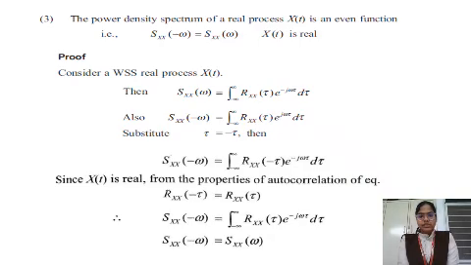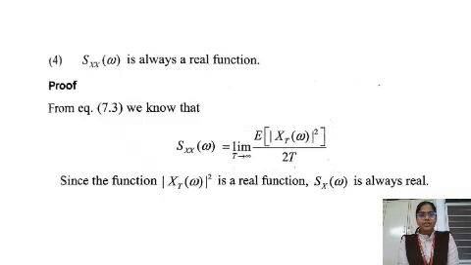Since x of t is real, from the properties of the autocorrelation equation, we can say that Sxx of minus omega is equal to Sxx of omega. The fourth property is that Sxx of omega is always a real function.